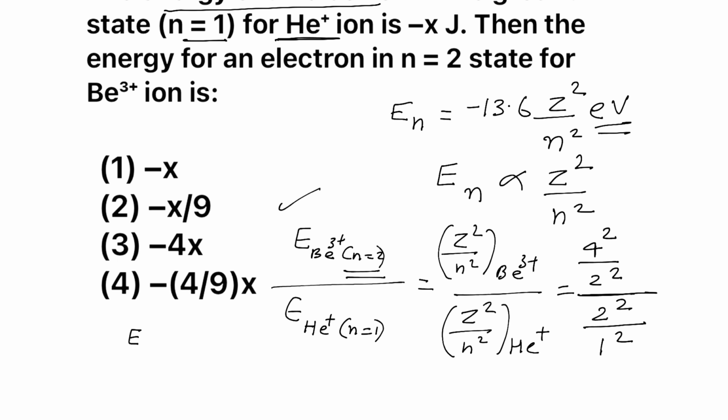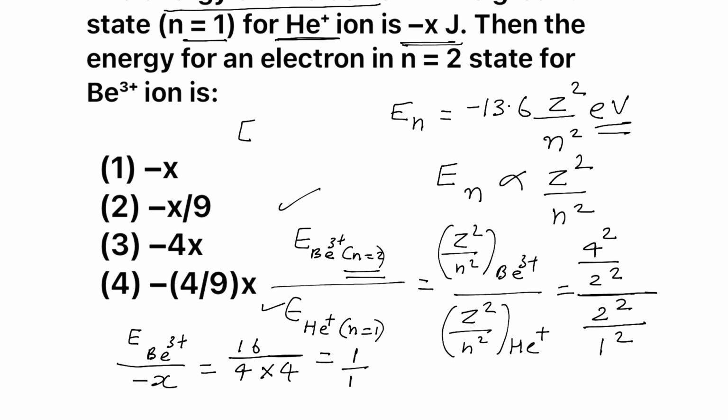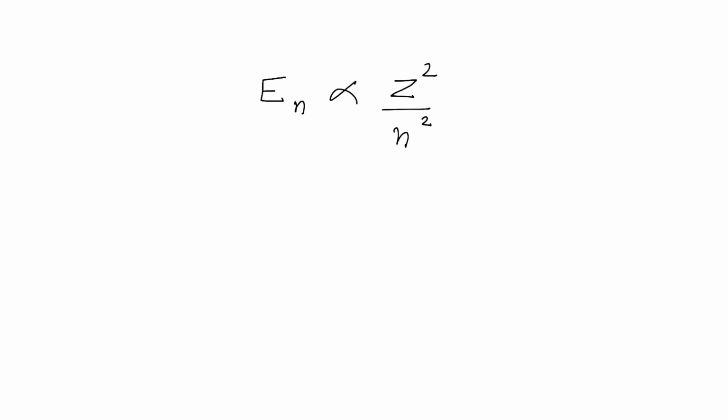Energy of Be3 plus by energy of helium, which is given in the question as minus x, is equal to, on the RHS side, 4 square is 16 by 2 square is 4, into 4. So what are you going to get? 1 by 1. Correct, right? So the energy of Be3 plus will again be minus x. Clear? For comparing the energy of an electron in the nth shell of hydrogen or hydrogen-like species, you can directly start with this equation.